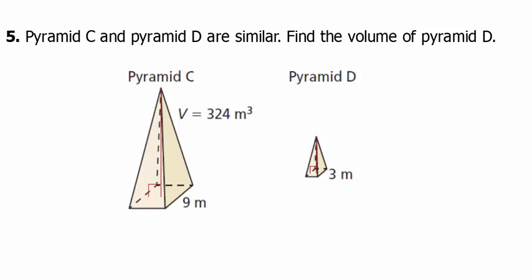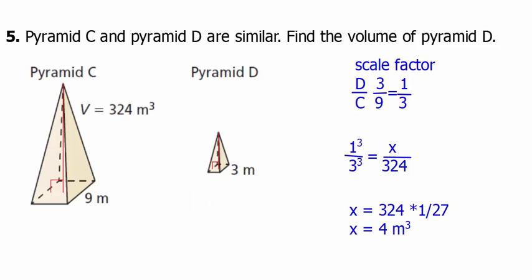For another example like that, I set up my proportions. For the scale factor, I like to simplify so I don't have to do 9 cubed. Here both of my terms are cubed. Then I do the proportions: 324 times 1 cubed is 1, divided by 3 cubed is 27. So the volume of the small pyramid is 4 meters cubed.